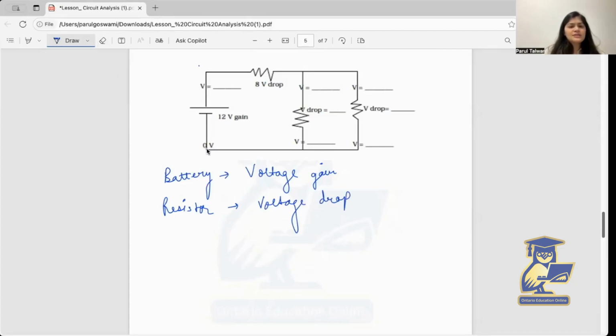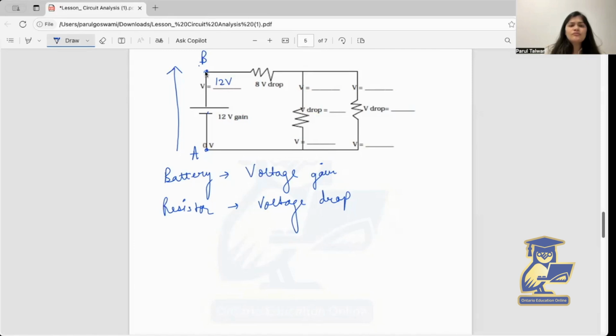So as you can see, let's mark the nodes here. This is, let's say, node A. This is, let's say, node B. As you can see, this 0 volt can be set as a reference. So from 0 volt, as we are going from A to B, we have only one battery. So the voltage will gain across this. So it would be a 12 volt gain. So from 0 to the battery and then to the point B, it would be a total 12 volt gain.